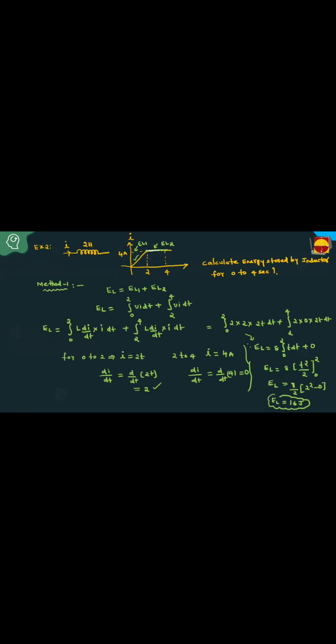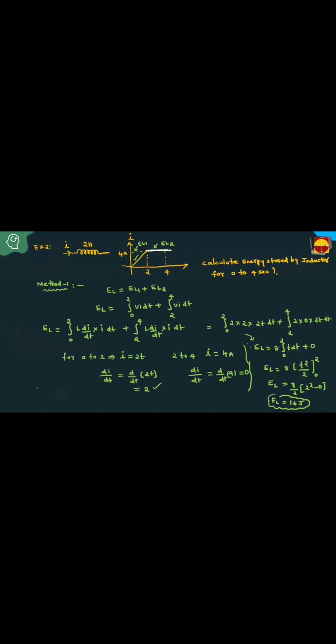The energy stored by the inductor equals EL1 plus EL2. I already told you, if di by dt is changing, then only energy is stored. If di by dt is not changing, no energy is stored. What is the formula for energy stored? Half Li square, plus during 2 to 4 seconds, what is di by dt? There is no change of current. Current is constant here.